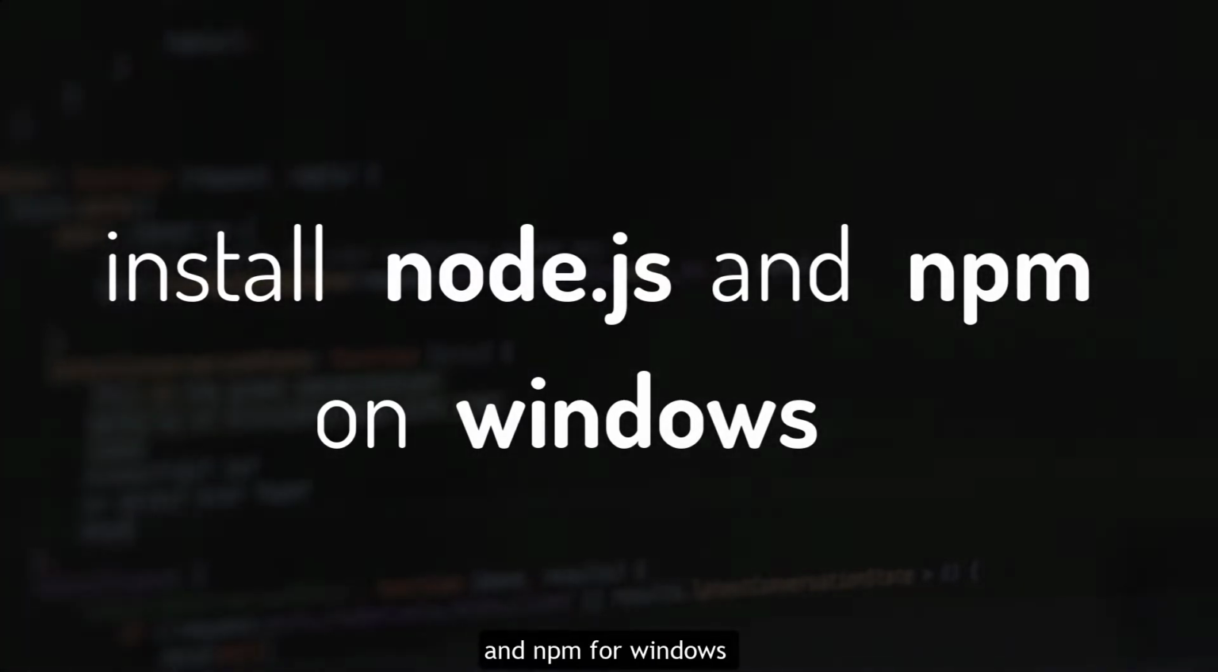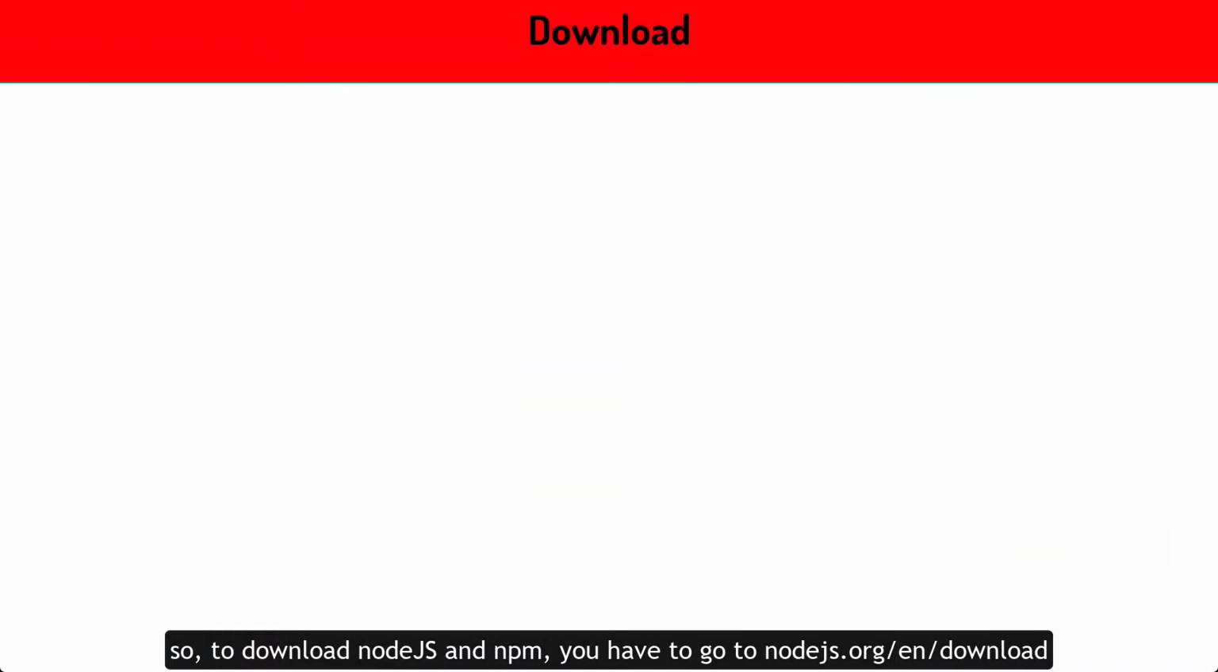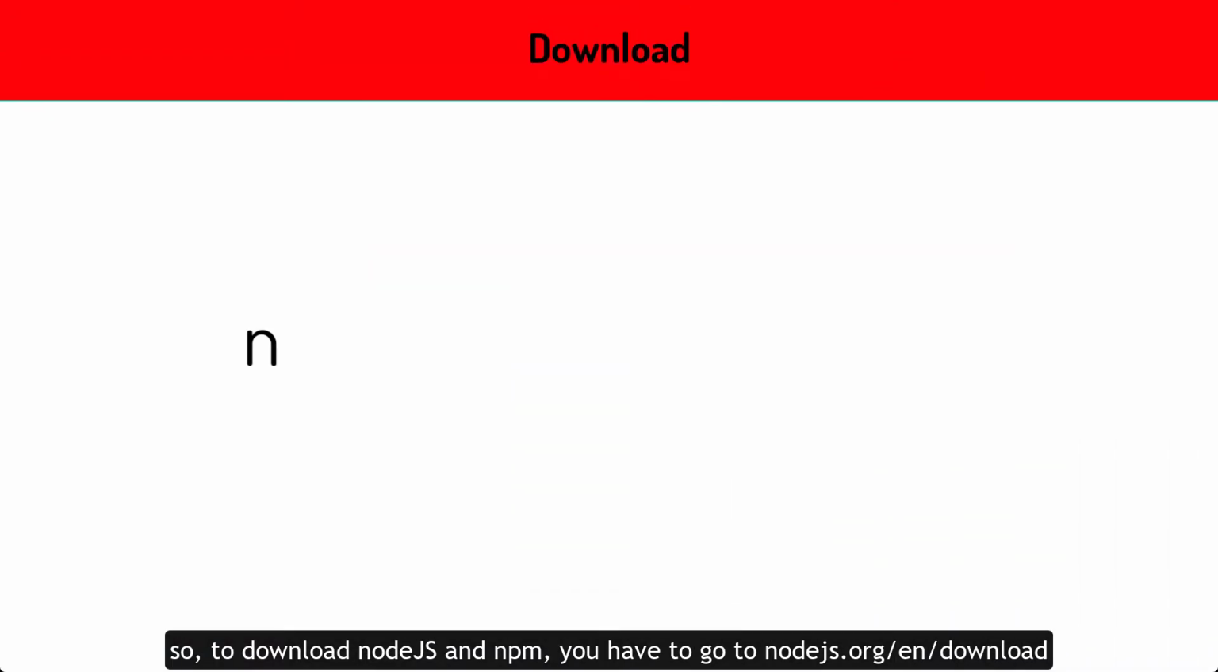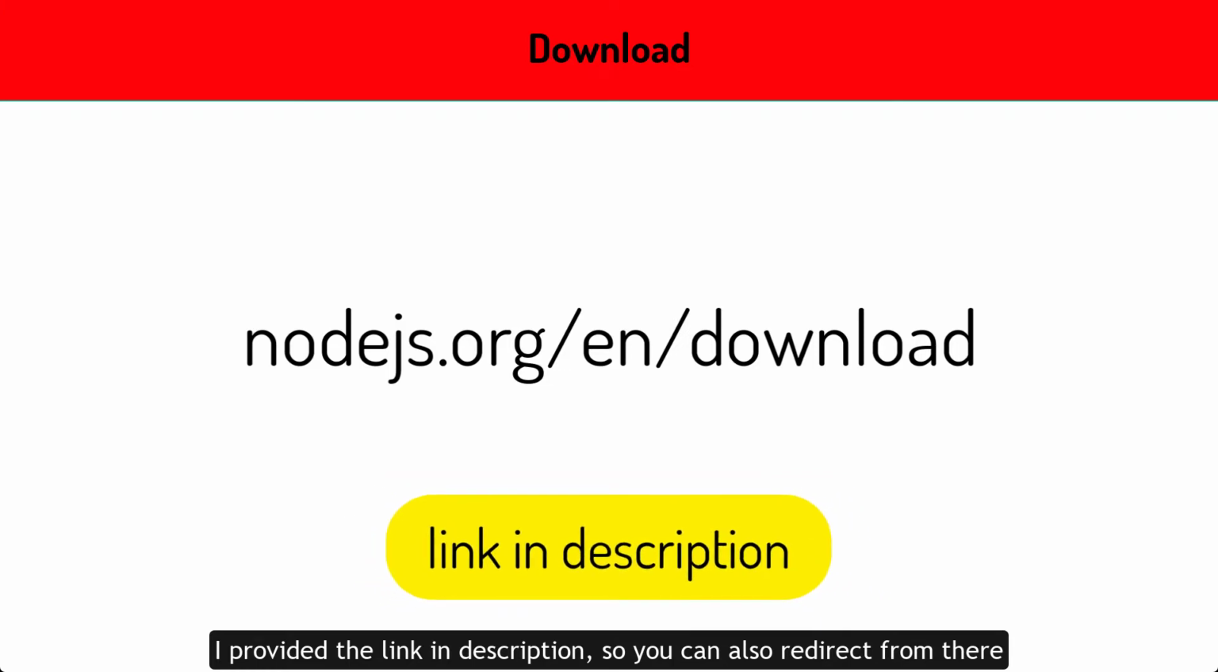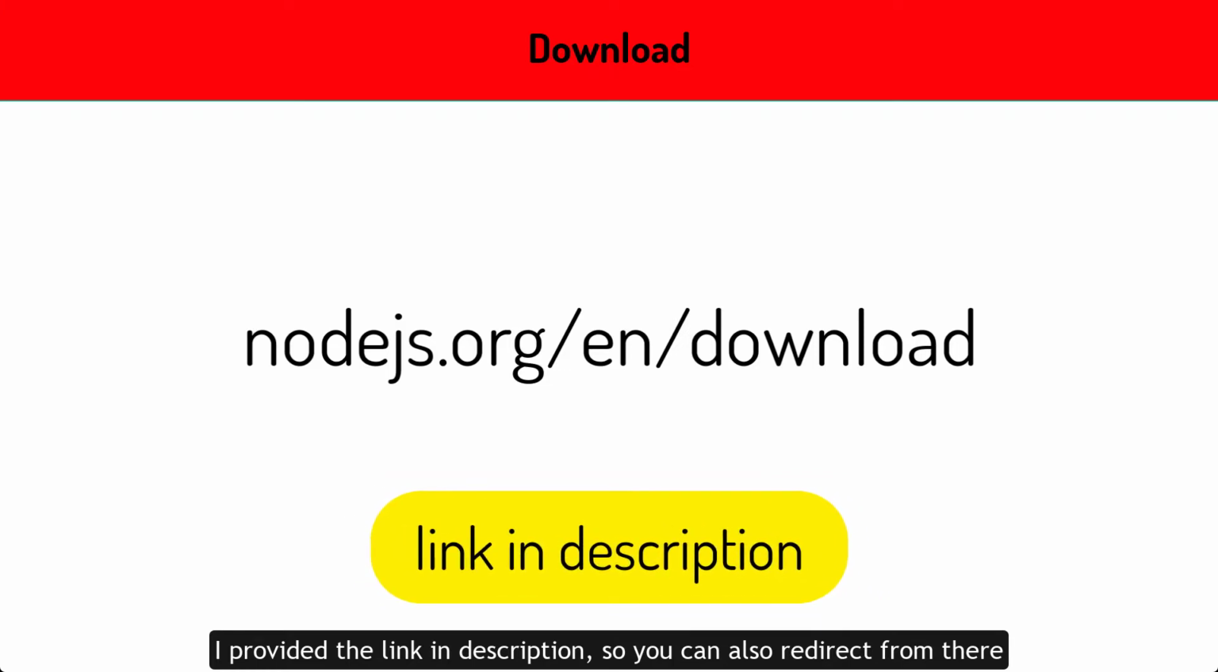In this video we are going to install Node.js and NPM for Windows. So to download Node.js and NPM, you have to go to nodejs.org/en/download. I provided the link in the description, so you can also redirect from there.